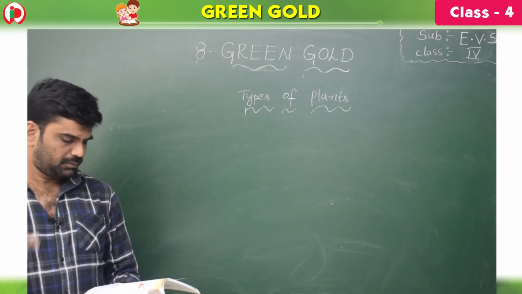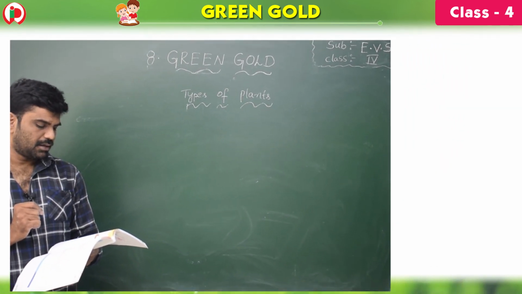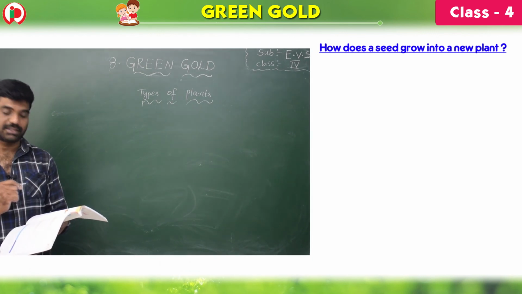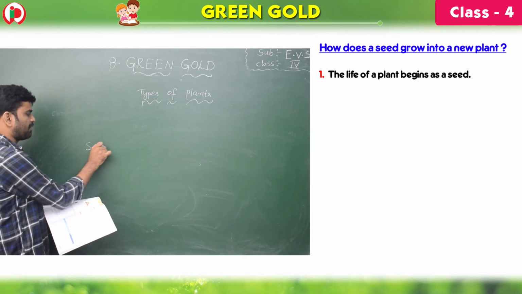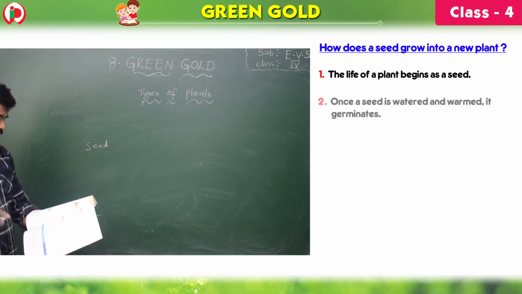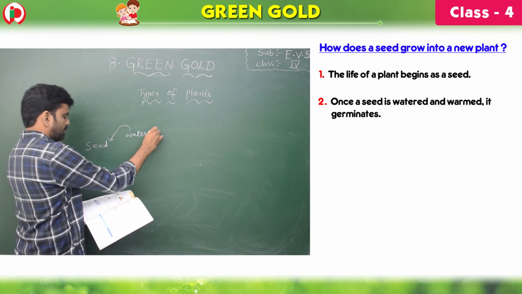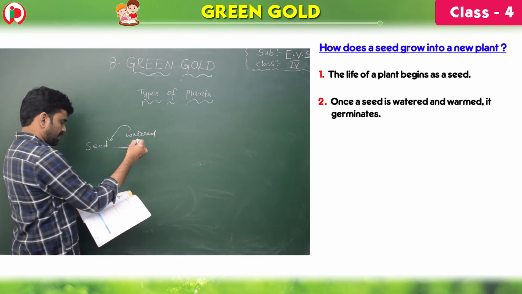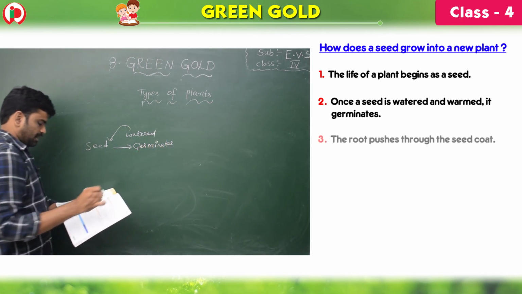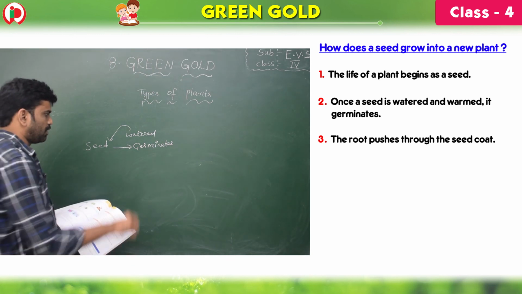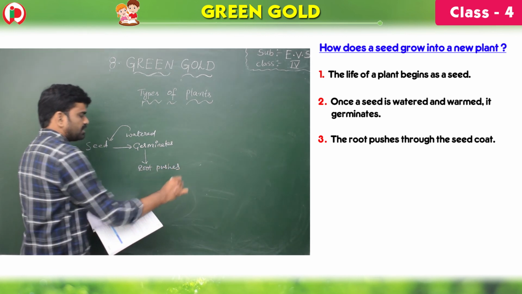Children, see page number 64. Now we are going to learn how a seed grows into a new plant. The life of a plant begins with a seed, children. Once the seed is watered, what happens, children? It germinates. Already we have seen this in the life cycle. The root pushes through the seed coat.